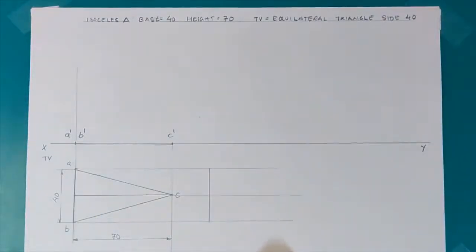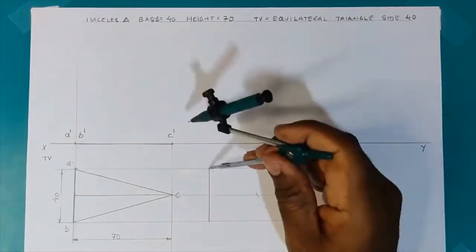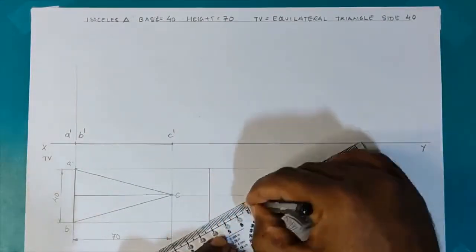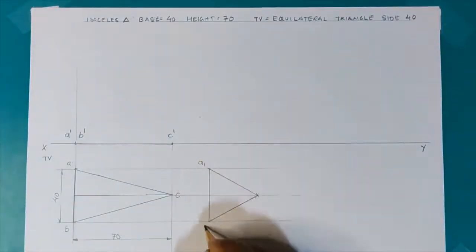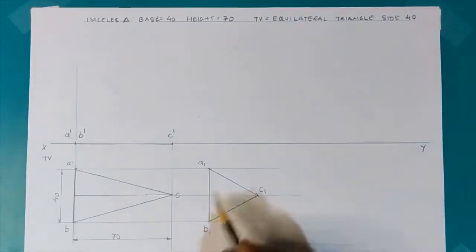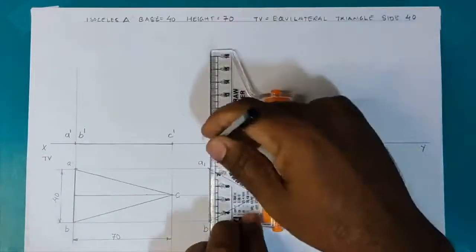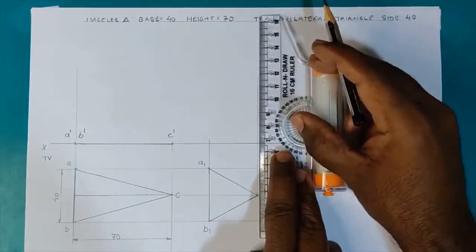In the second step, I'll be drawing the equilateral triangle. The top view is given to be an equilateral triangle in which I'll be finding the surface inclination. So this is to be noted down. Next, I take the radius of 40 mm, keep it at the corners and mark the arcs. Now I have got the equilateral triangle with all sides equal to 40 mm. I name these points A1, B1 and C1 because this is the second stage I am solving. So to change the notations, I am using 1.